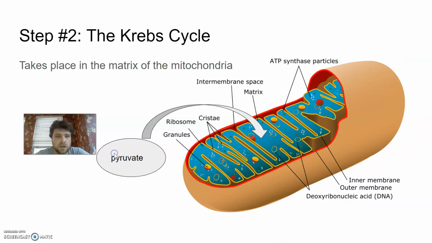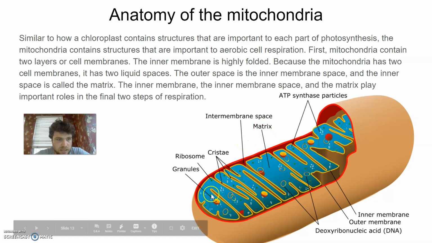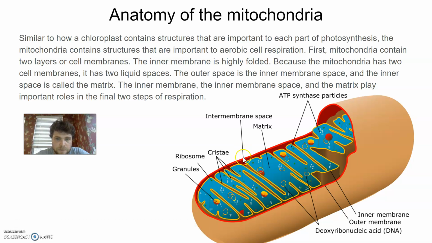All right. So our main spots for cell respiration, we have the matrix, the space in the center of the mitochondria. We have two membranes, the outer membrane and the inner membrane. And then we have the inner membrane space. So those are the places where respiration will be happening in the mitochondria.